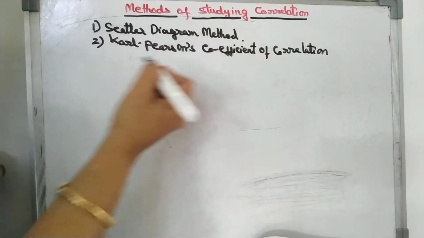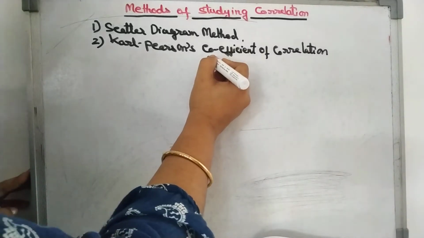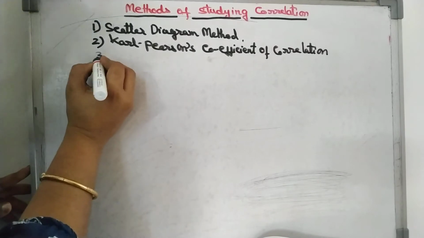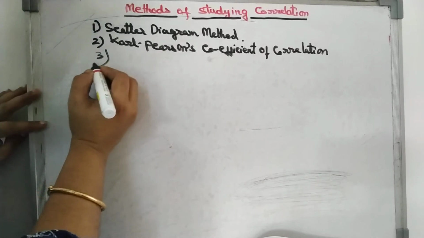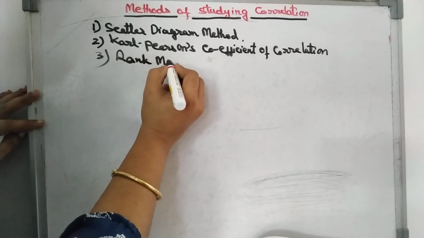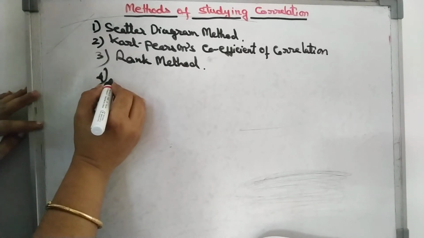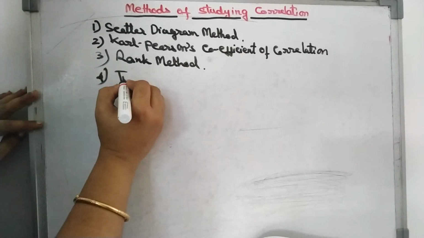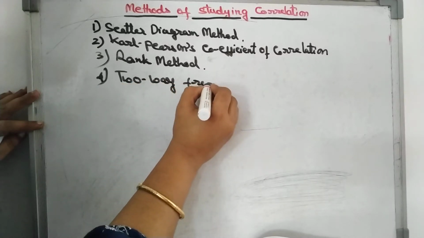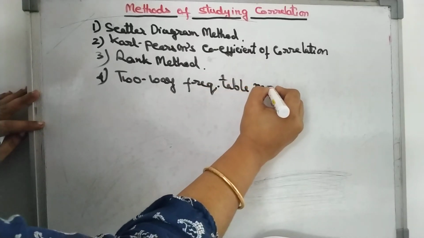As you know, coefficient means it is unit free. So coefficient means it is a relative measure. Now the third is rank method, and many more are there. Then the fourth one is two-way frequency table method.